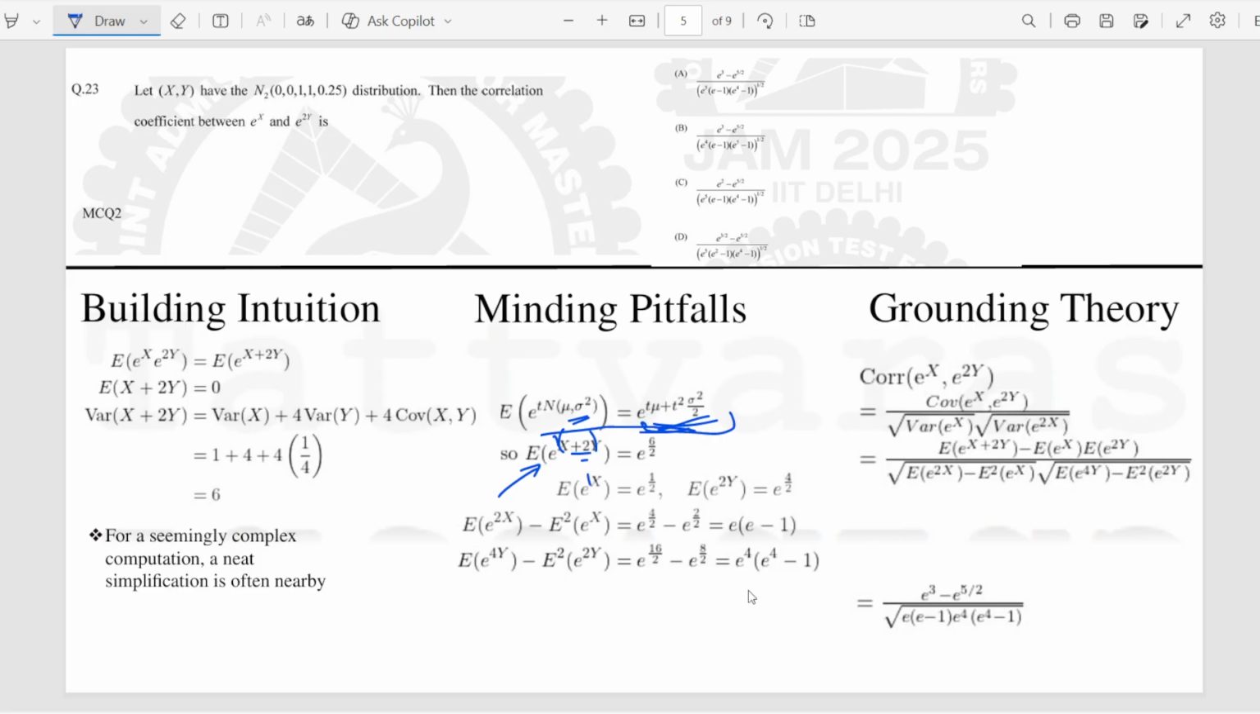And finally, when we have all of these values, this can be substituted over here. And the components over here are substituted over here. And we get this thing as the answer. Straightforward.